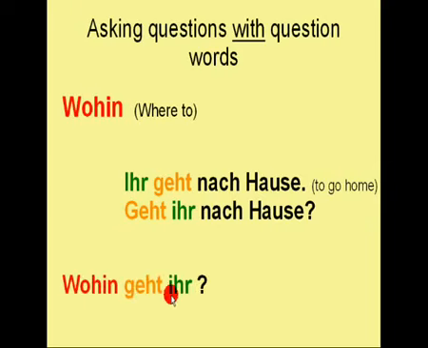"Wohin geht ihr?" As you can see, I kept the position of the verb and the subject in this question without question word. And I simply put the question word in front of these two words. "Wohin geht ihr?" Where do you go to? Or where do you go?